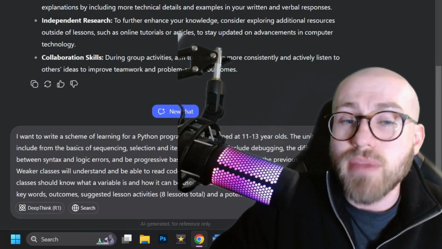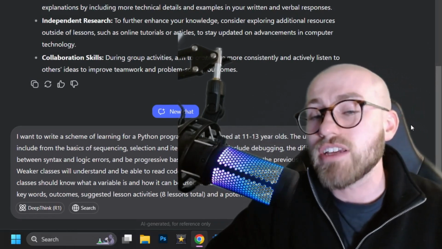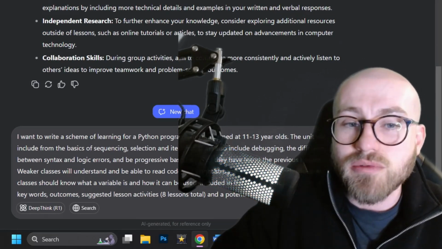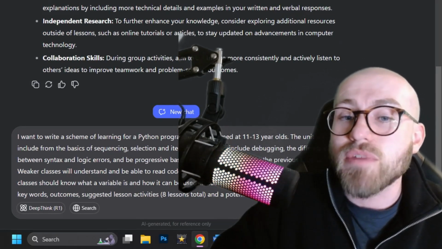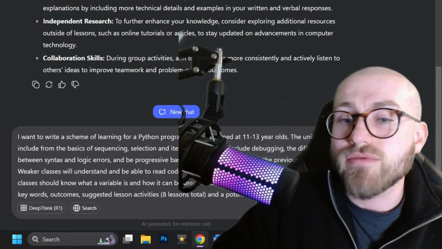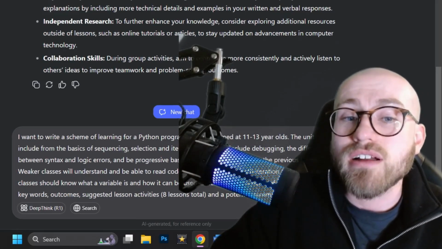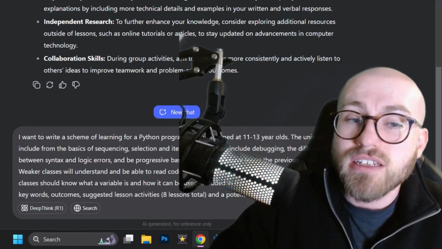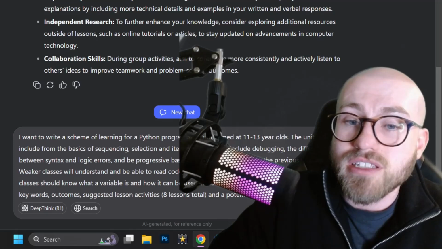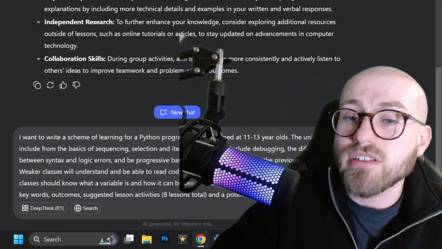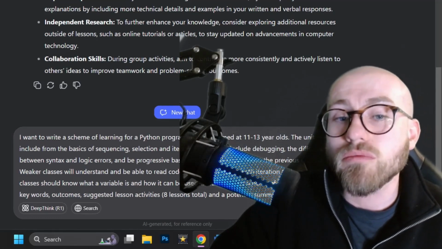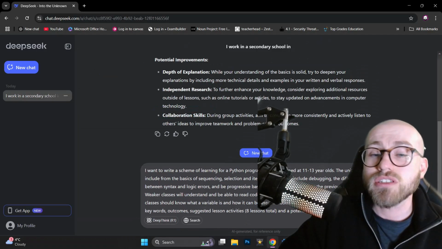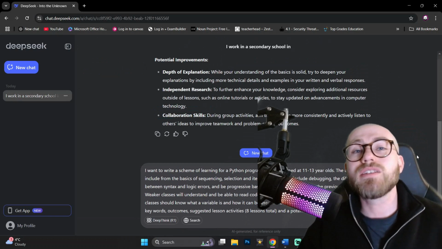The unit will include the basics of sequencing, selection, iteration. That's more computer science lingo. It will also include debugging, the difference between syntax and logic errors, and be progressive based on what they've learned from the previous lessons. Weaker classes will understand and be able to read code, but might struggle with iteration techniques. All classes should know what a variable is and how it can be used. Including the scheme of learning should be keywords, outcomes, suggested learning activities, 8 lessons total, and a potential summative assessment. So I've been really specific on what I want.